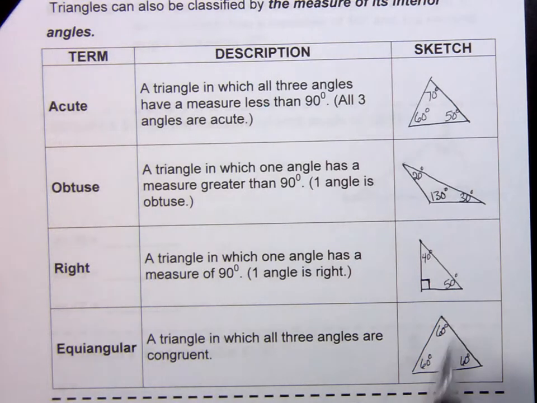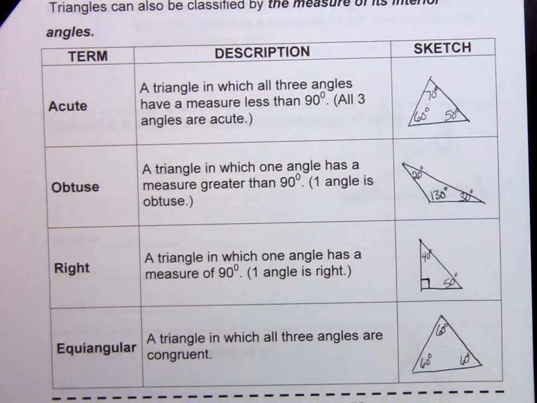Now you might also notice that those are all acute angles. So technically an equiangular triangle is an acute triangle. But anytime we classify triangles, we want to be as specific as possible. So anytime you have an equiangular triangle, don't call it acute. Go ahead and call it an equiangular triangle.